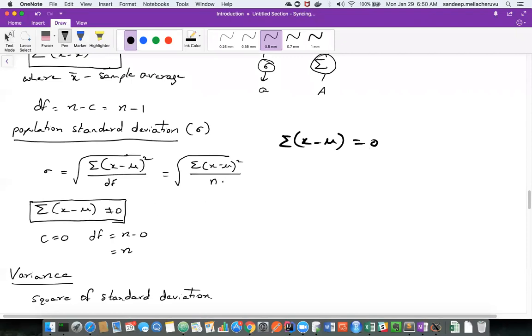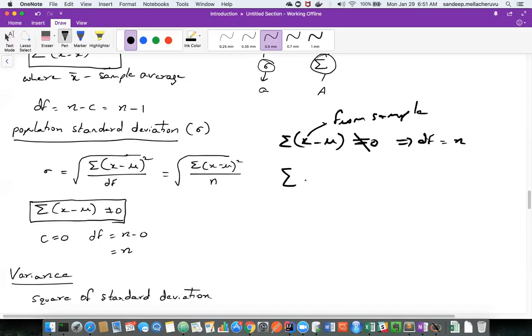Now the question is, why should it be n? Why should it not be n minus 1? So statisticians have found there are two reasons why this should be n, not n minus 1. The first reason is, when x is from a sample, there is no reason why it should be 0. So in that case, the degrees of freedom will be n minus 1. Sorry, degrees of freedom will be n. So that is one reason. In this case, degrees of freedom is equal to n.